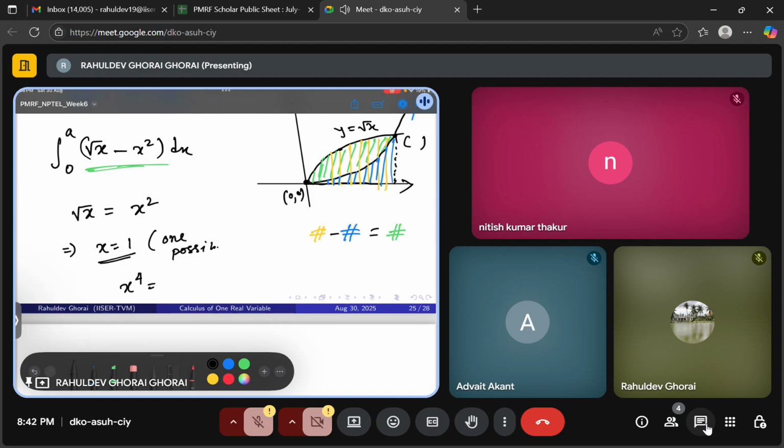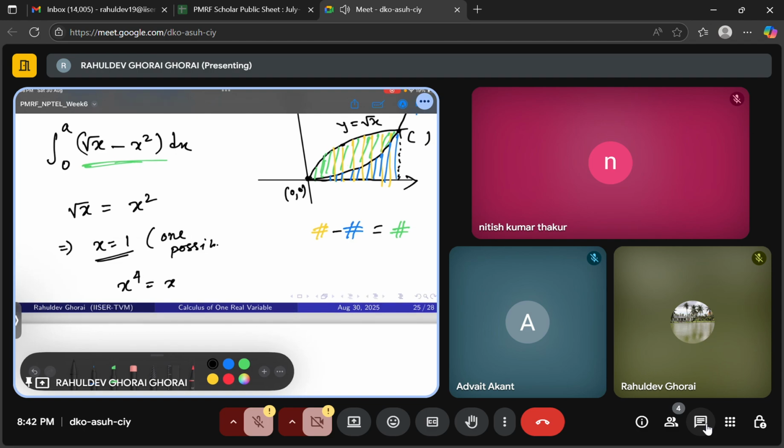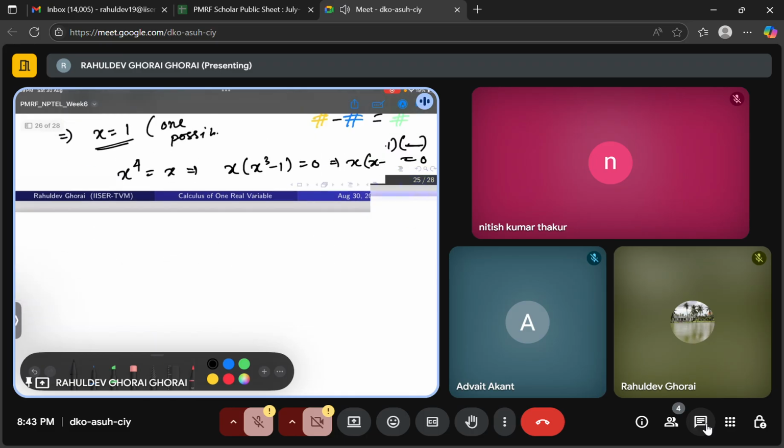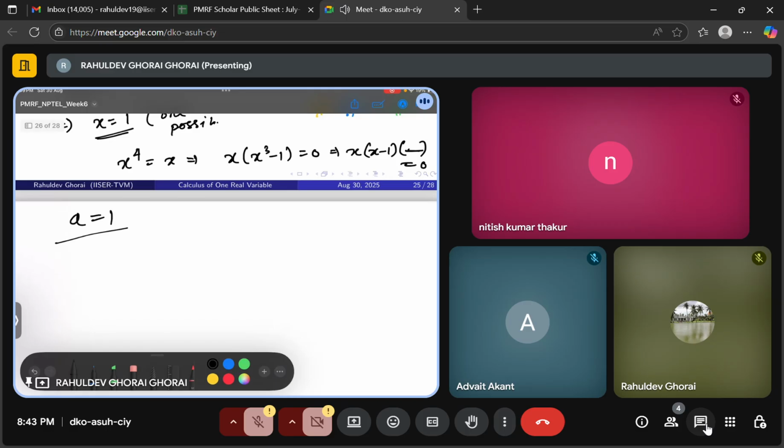x to the 4 is equal to x squared, meaning x to the 4 equals x, and that implies x times (x cube minus 1) is equal to 0. That will have x times (x minus 1) as one factor, and another will be x squared plus x plus 1. I think that will have imaginary roots, and that's why x equal to 0 and 1 are the only real solutions. So a will be our case, it will be 1.